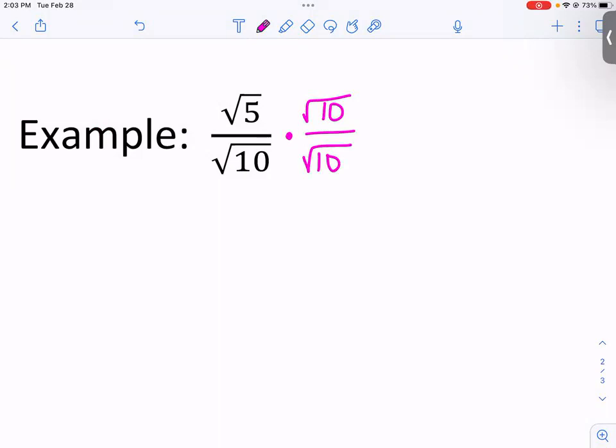Okay, so let's fix your vocabulary real quick. By thing, I think he means radical. Yeah. The square root of 10 times the square root of 10 is 10.